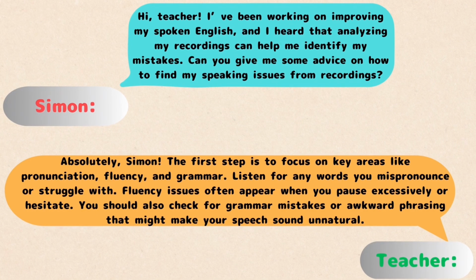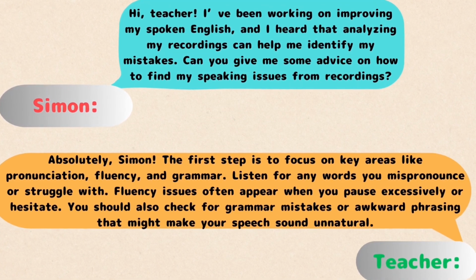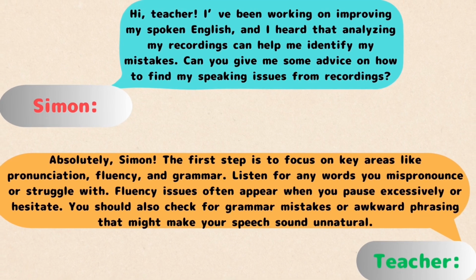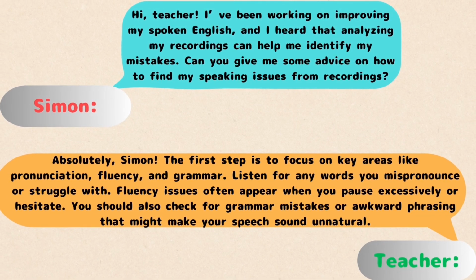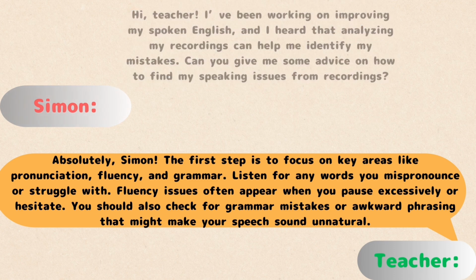Hi, teacher. I've been working on improving my spoken English, and I heard that analyzing my recordings can help me identify my mistakes. Can you give me some advice on how to find my speaking issues from recordings? Absolutely, Simon. The first step is to focus on key areas like pronunciation, fluency, and grammar. Listen for any words you mispronounce or struggle with. Fluency issues often appear when you pause excessively or hesitate. You should also check for grammar mistakes or awkward phrasing that might make your speech sound unnatural.